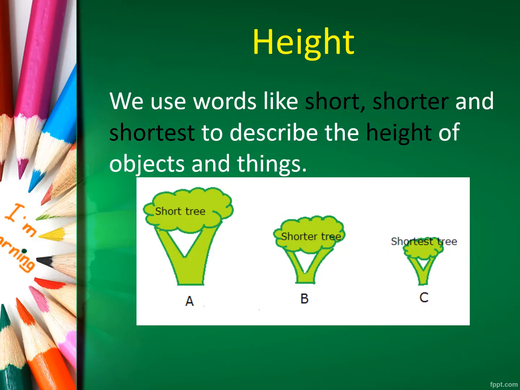Height. We use words like short, shorter, and shortest to describe the height of objects and things. So here we have 3 trees. And I'm sure if you look outside, you can find 3 trees that you can compare the height of. So we have the first tree, which is short, the second tree, which is shorter, and the third tree, which is shortest. So we have short, shorter, and shortest. When you look at them, you are seeing the difference in height.